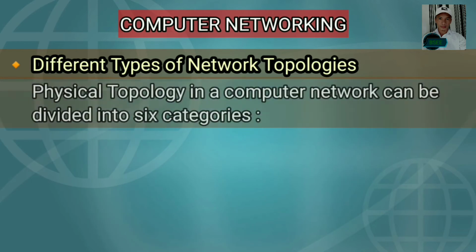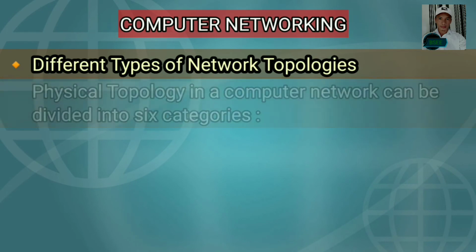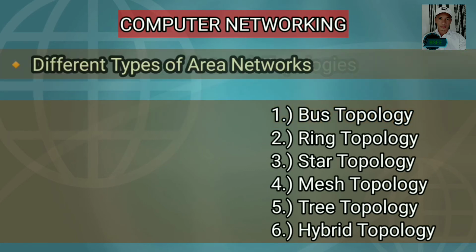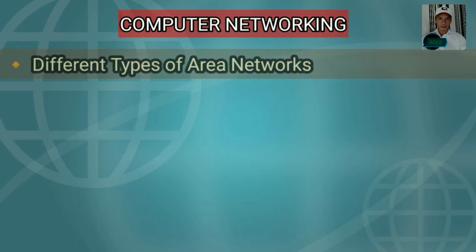Physical topology in a computer network can be divided into 6 categories: 1. Bus topology. 2. Ring topology. 3. Star. 4. Mesh. 5. Tree. 6. Hybrid topology. And the last, the different types of area networks.